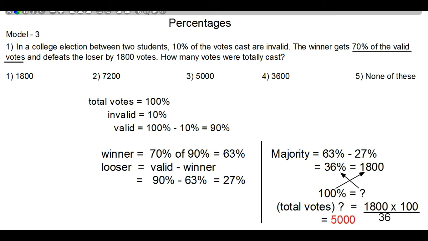The only point that you need to be careful about here is that because the valid votes are 90% and the question says the winner gets 70% of the valid votes, do not misunderstand that the loser has obtained the remaining 20%. 90 minus 70, that is 20, should not be taken as the percentage of votes obtained by the loser. Why? Because the winner has got 70% of the valid votes, not 70% of the total votes. So we should take it as 70% of 90%, but not 70% of 100%.